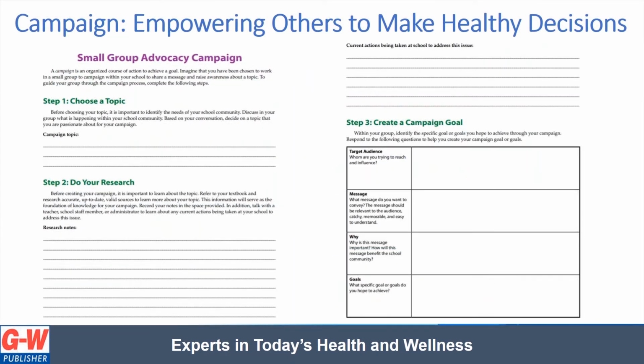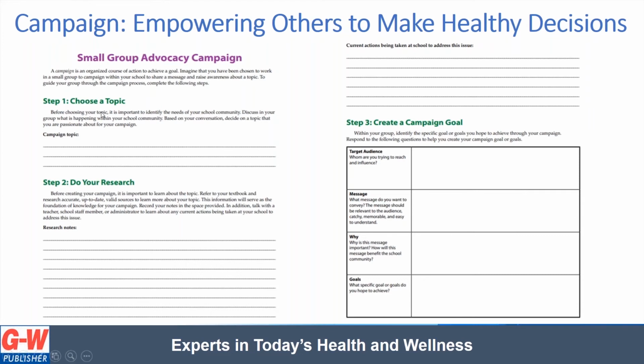So now I want to empower my students to help others make healthy decisions. Since we're talking about the skill of responsible decision making, I also want my students to feel as though they can impact others. They can positively influence the decisions of others. So in order to do that, I created a small group advocacy campaign. And in this advocacy campaign, students are going to share a message and raise awareness about a topic that's maybe relevant in their school community or one that they're passionate about.